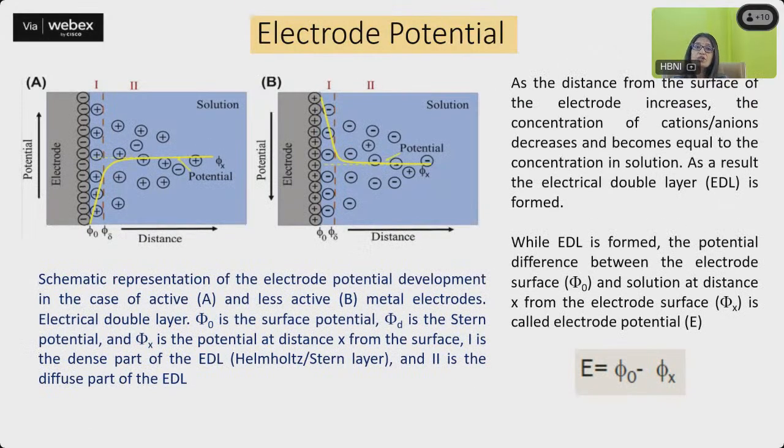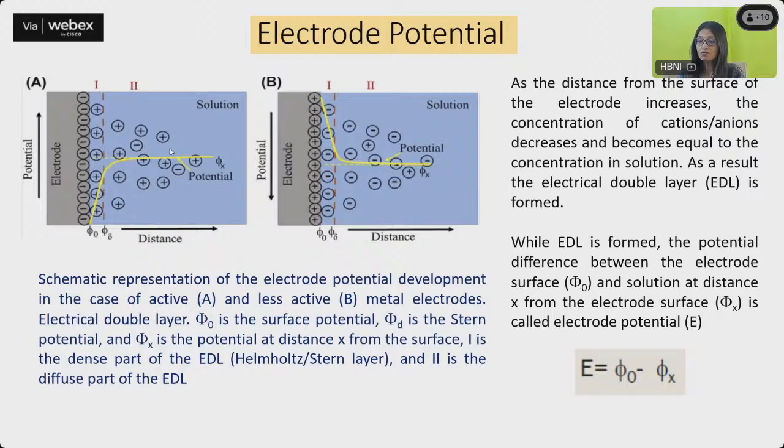So what is the electrode potential? When you are moving away from the surface of this electrode, in both A and B you will find that the gray part is given as the electrode. In one of them, you will find an excess of negative charge on the surface, and now you are having a solution over here.